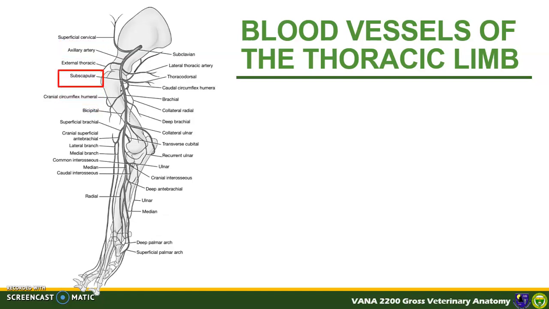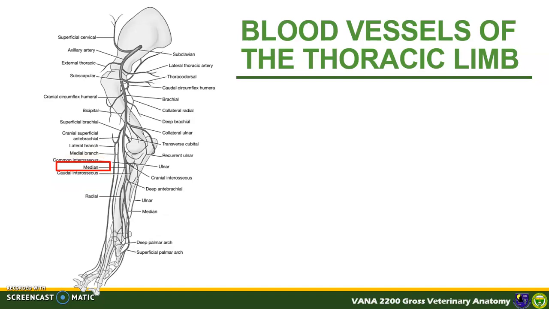Subscapular artery passes between the subscapular and the teres major muscles. Brachial artery is a direct continuation of the axillary artery on the medial aspect of the arm, which it supplies. It continues as the median artery after giving off the common interosseous artery. The common interosseous artery is located at the interosseous space between the radius and the ulna.